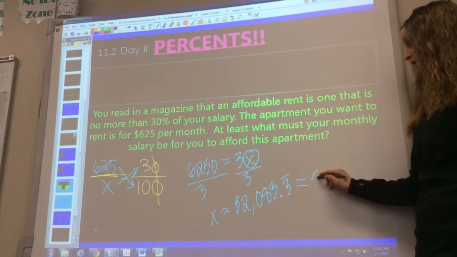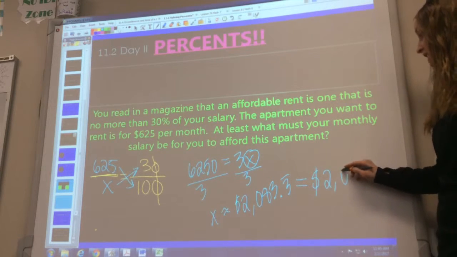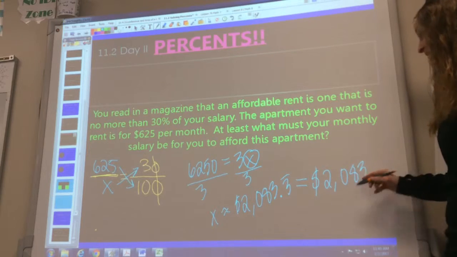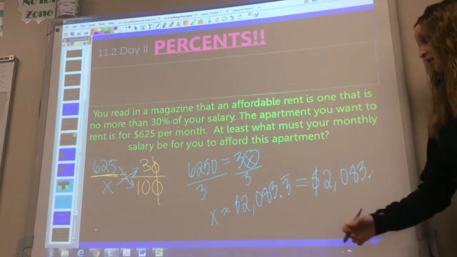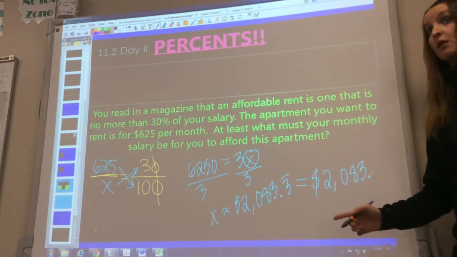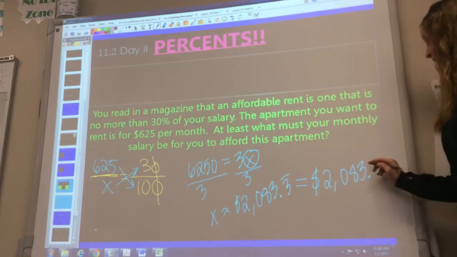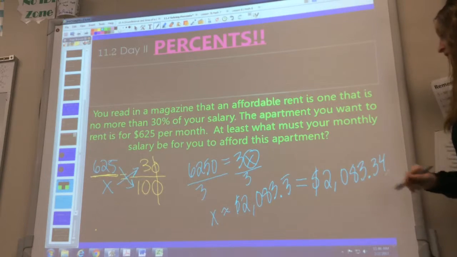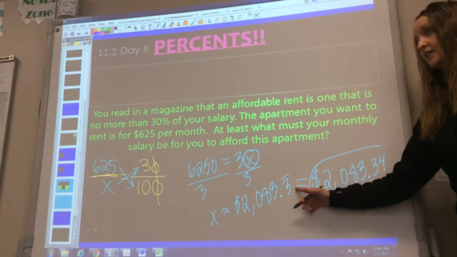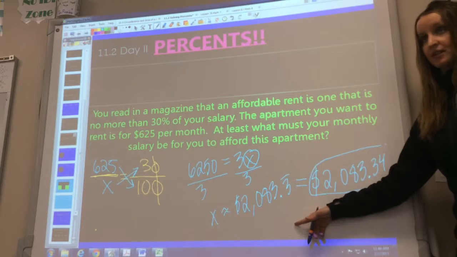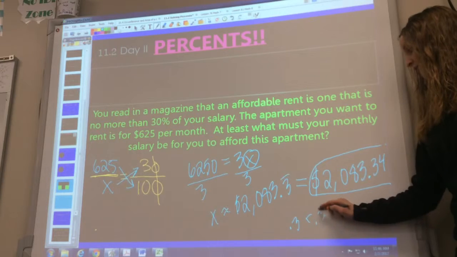Divided by 30. No. 2,083. And how many cents? What is 0.3 repeating for cents? 33. Yes. So how much should we make? 34. Yeah. This is how much we should make, because if it was 33, that would actually be less than 0.3 repeating, correct? 0.3 is less than 0.3 repeating, okay?